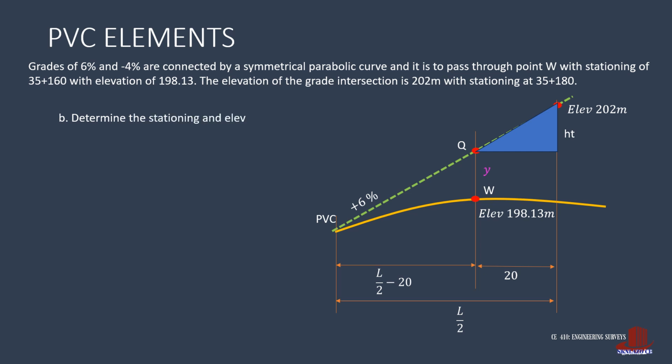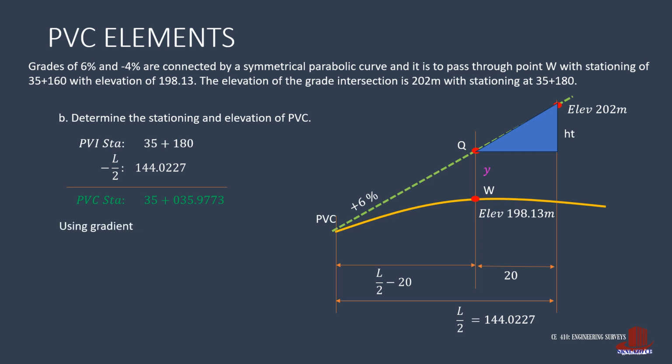With task A already completed, let's figure out the stationing and the elevation of the point of curve. Since we already determined the length of the curve, we take the station of PVI, which is 35+180. Then subtract L over 2, which we computed as 144.0227. The result is the station of PVC, which is 35+035.9773.